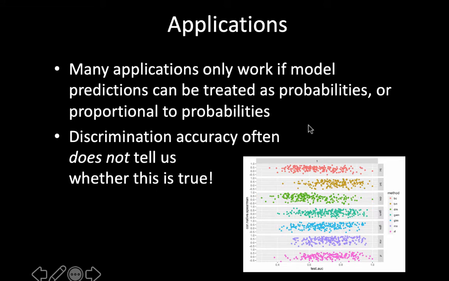So for some applications, you just want discrimination accuracy, and that's cool. But for many applications, the metrics we use only work if model predictions can be treated as probabilities, which means those models have to be well calibrated. And what I've just shown you is that in many conditions, discrimination accuracy cannot tell you which models do that. So we may be selecting models in many cases based on criteria that are unrelated to the performance we want under the conditions under which we built those models. That is a clear problem.